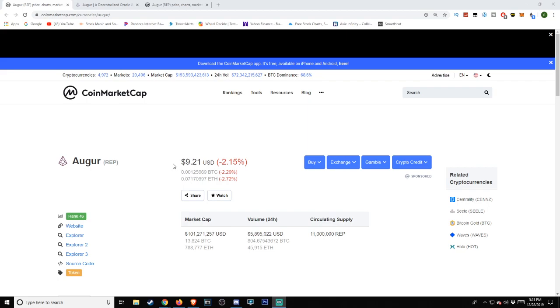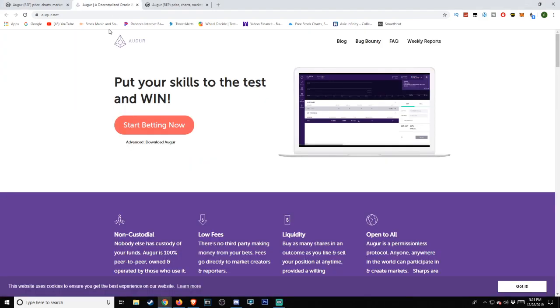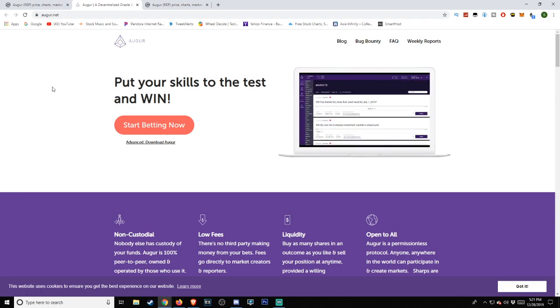We can see that the price is being listed at $9.21 with a change of negative 2.15%. But first, before we take a look further on the CoinMarketCap side, we have to ask the big question: what is Augur, or REP? So we head over to augur.net. We can actually take a look on this website here.